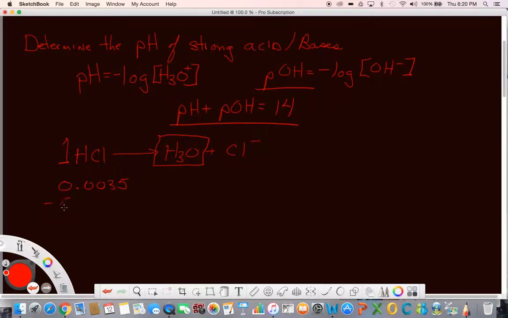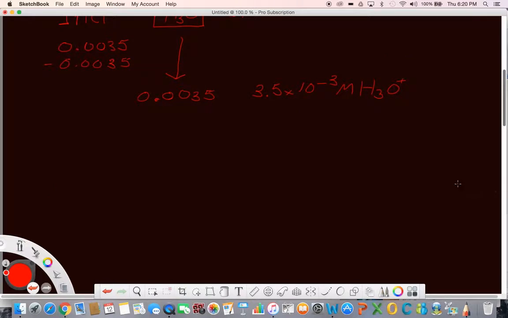So this is going to lose 0.0035. The hydronium ion then is going to become 0.0035, or we can just call it 3.5 times 10 to the negative third molarity of the hydronium ion. So then I can find the pH. The pH then is equal to the negative log of the 3.5 times 10 to the negative third.